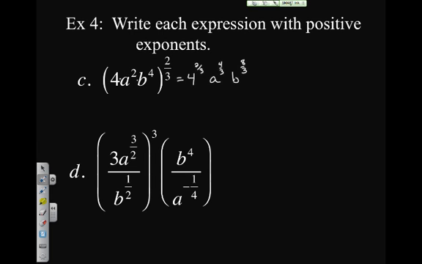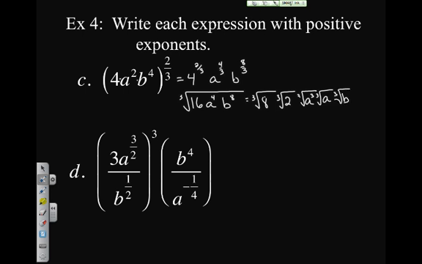Let's go ahead and simplify this. If we write this out, this is going to be an index of 3. We're going to have 4 squared is 16. We'll have a to the 4th and b to the 8th. So if we break that up, here we have to use perfect cubes. So we can use the cube root of 8 times the cube root of 2, the cube root of a to the 3rd times the cube root of a, think about it, b to the 6th is a perfect cube, and the cube root of b squared.